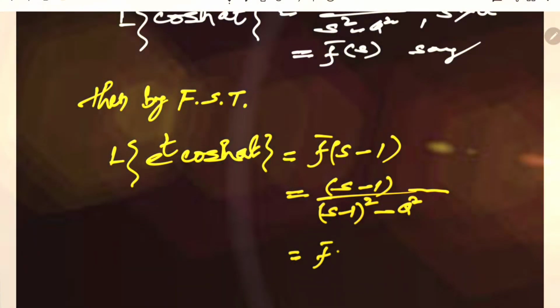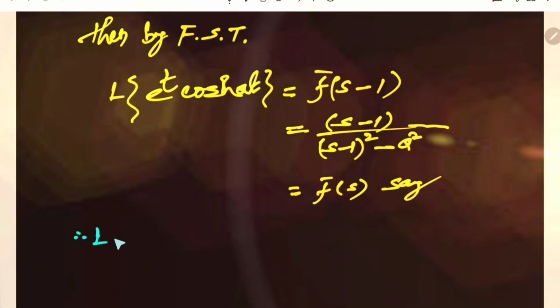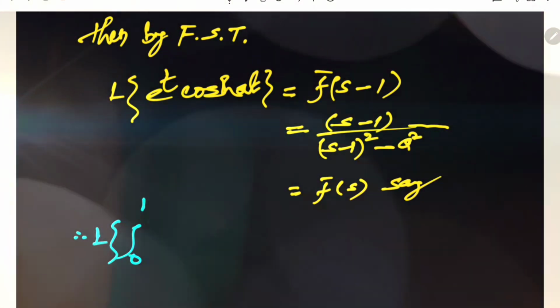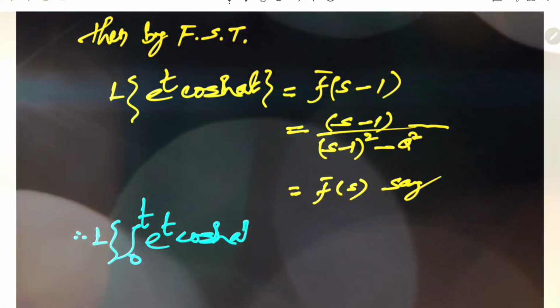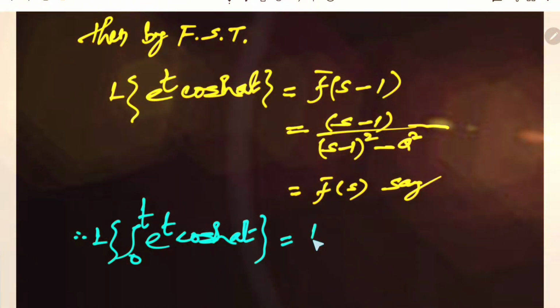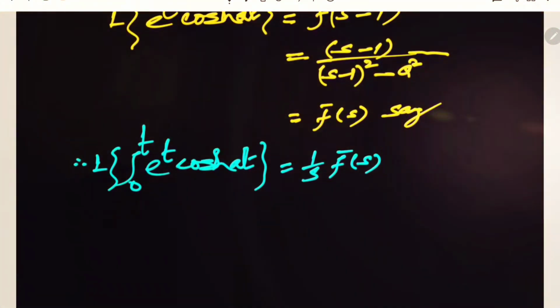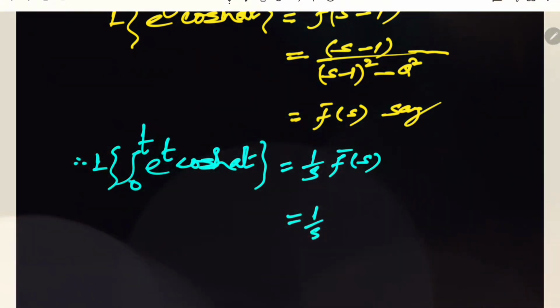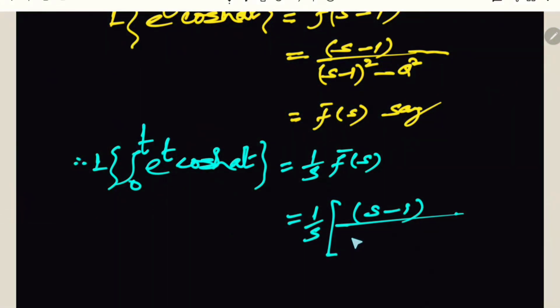And then we go for the next step, last step. Laplace of integration from 0 to t of that function e raised to t cos hyperbolic of at with respect to t is 1 by s into f bar of s, and therefore the answer is 1 by s multiplied by that previous term, s minus 1 upon s minus 1 whole square minus a square, as the final Laplace transform.